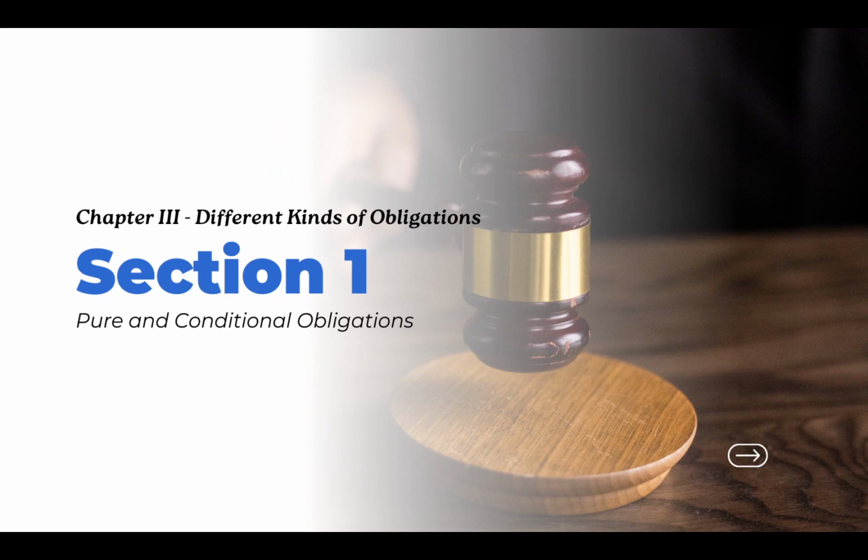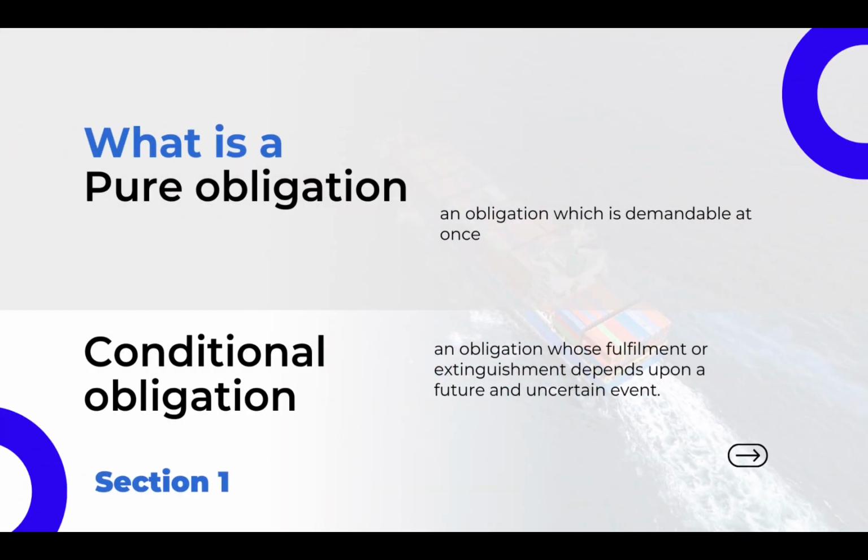Under the first kind of obligation is the pure and conditional obligation. When we speak of a pure obligation, it is an obligation which is demandable at once. Ibig sabihin, class, under Article 1179 of the New Civil Code, every obligation whose performance does not depend upon a future or uncertain event, or upon a past event unknown to the parties, is demandable at once. So wala siyang dependence sa kahit anong event or past event unknown to the parties. Ang performance niya, demandable at once. Yan yung tinatawag nating pure obligation.